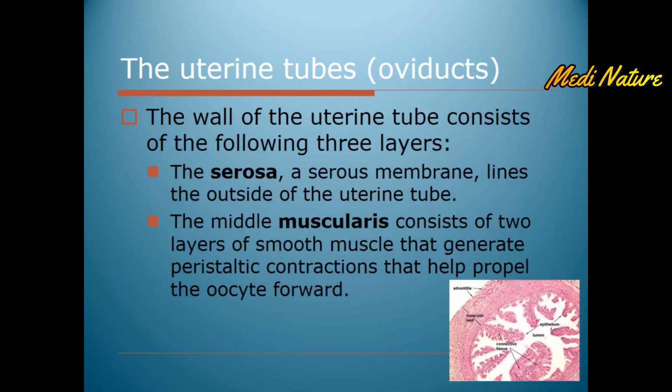The wall of the uterine tube consists of three main layers. The outermost layer is the serosa. It is a serous membrane which lines the outside of the uterine tube. The middle one is the muscularis. It consists of two layers of smooth muscle. These smooth muscles are responsible for the generation of peristaltic contractions that help propel the oocytes towards the uterus. That means when the smooth muscles contract, the oocyte inside the tube is pushed forward towards the uterus.